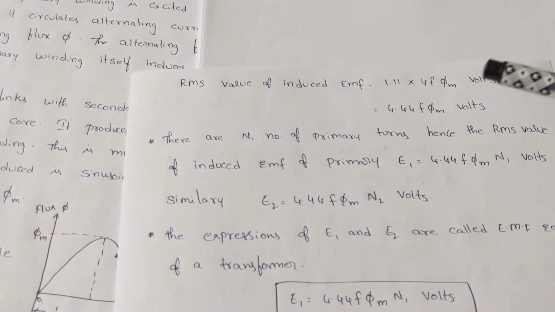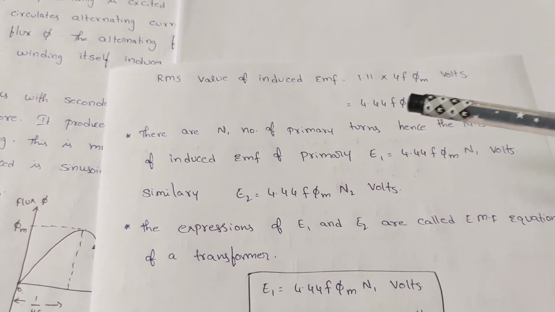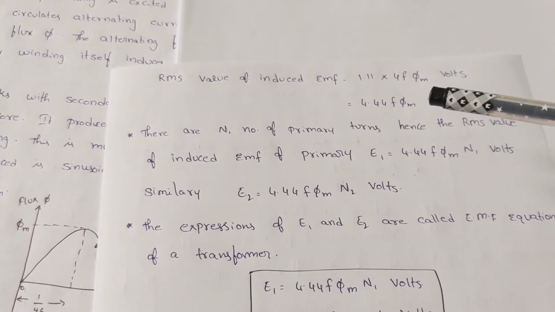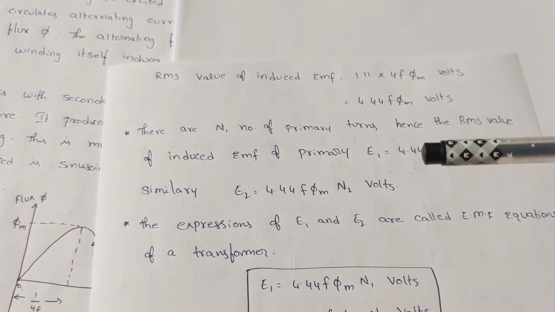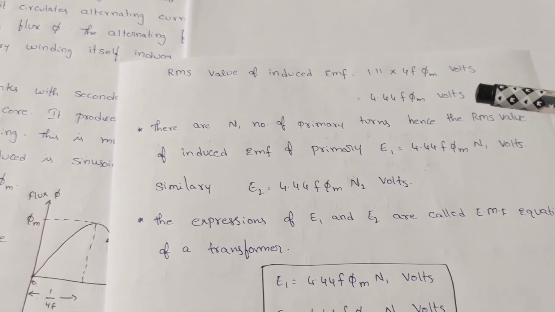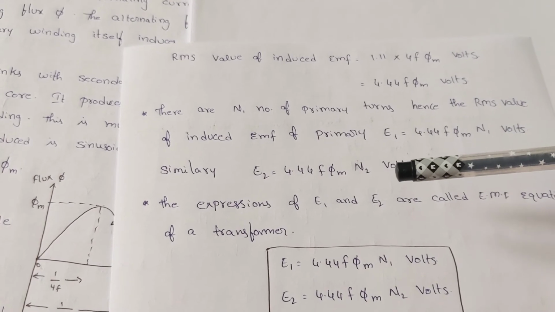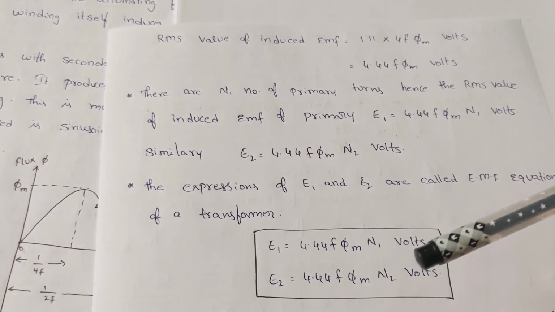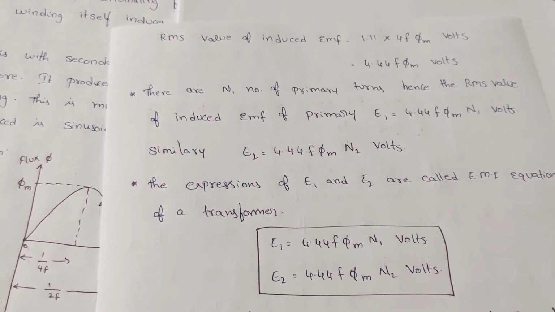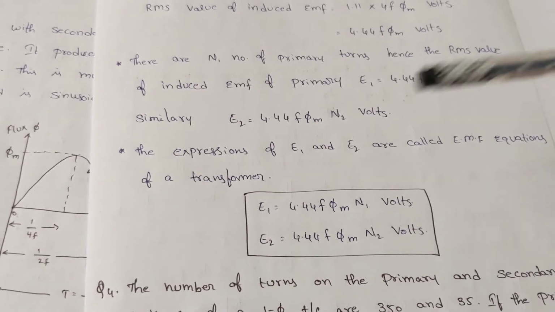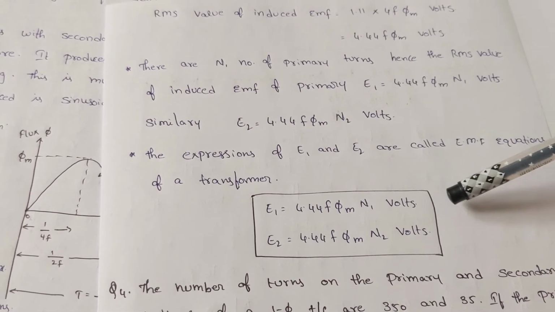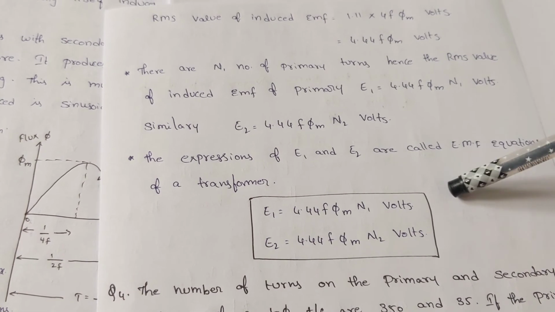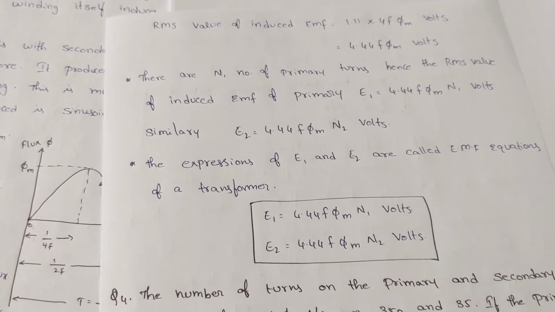So the RMS value of induced EMF is 4.44 f phi m volts per turn. For the primary side I consider N1 turns and for the secondary I consider N2 turns, because previously it was per turn. So this is the expression for the induced EMFs of the primary and secondary windings.